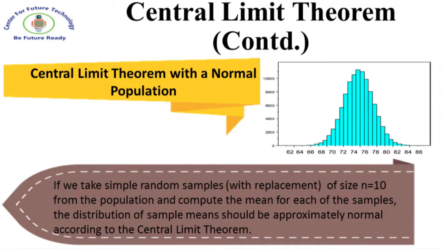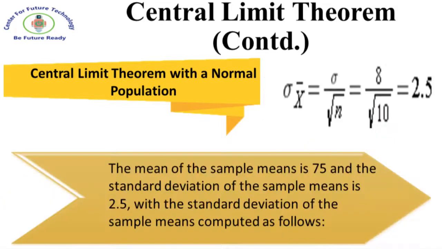Note that the sample size n equals 10 is less than 30, but the source population is normally distributed, so this is not a problem. The distribution of the sample mean is illustrated here. Note that the horizontal axis is different from the previous illustration and that the range is narrower. The mean of the sample means is 75 and the standard deviation of the sample mean is 2.5, with the standard deviation of the sample means computed as follows.